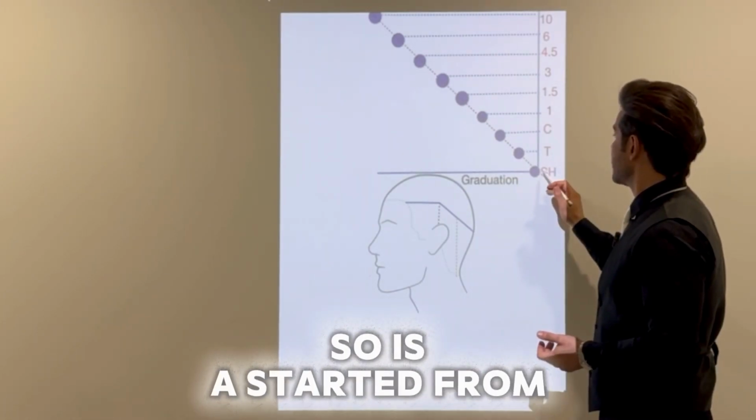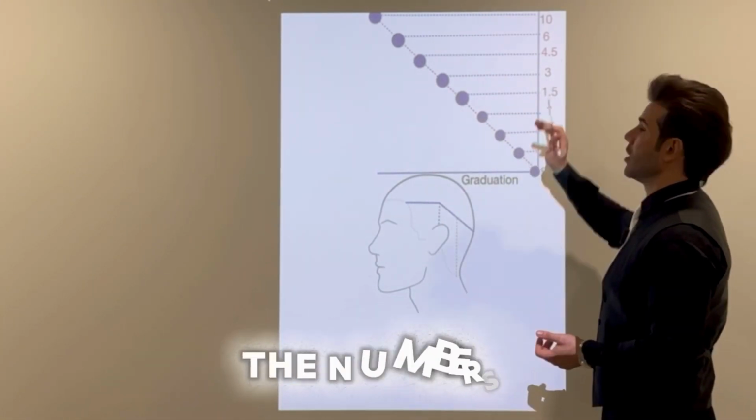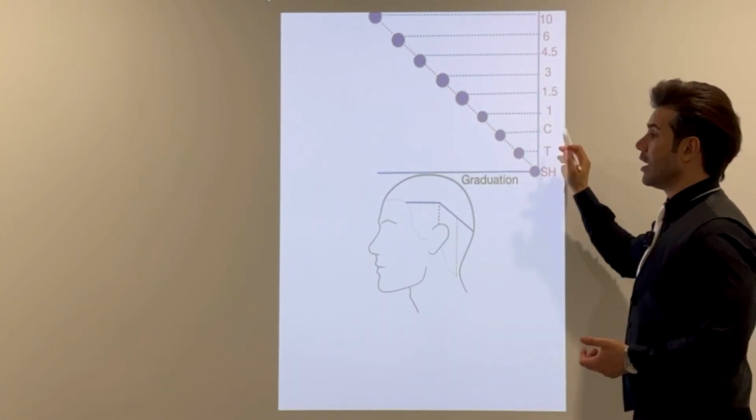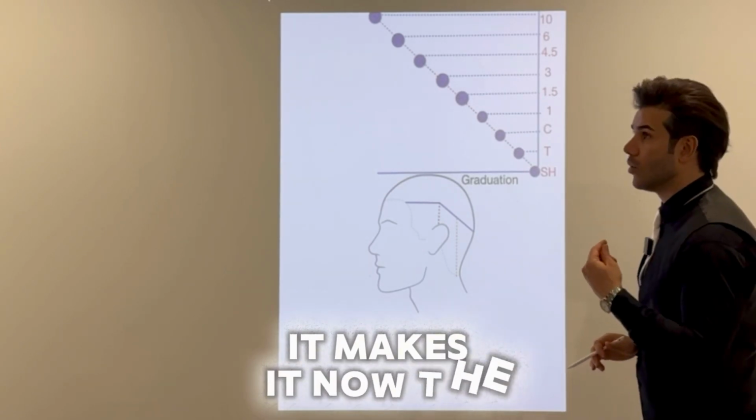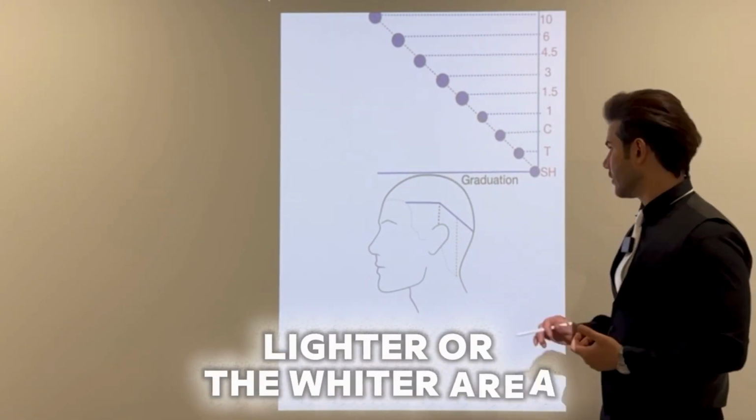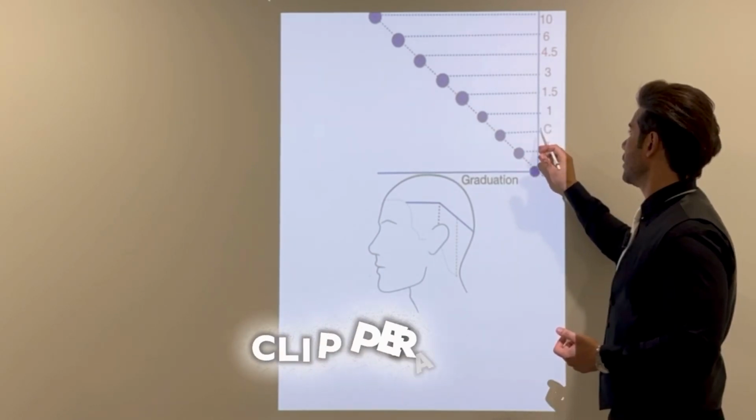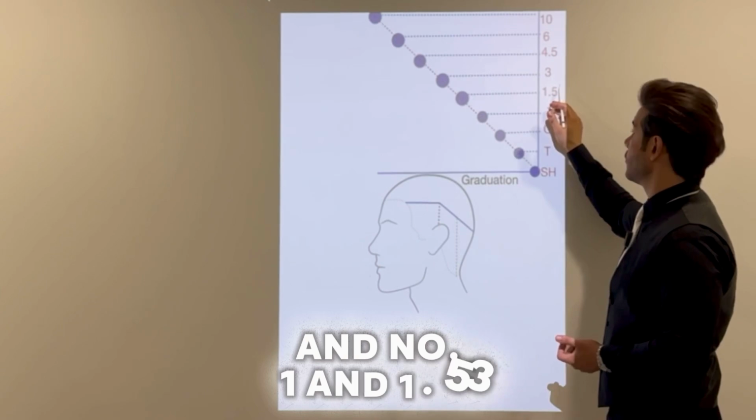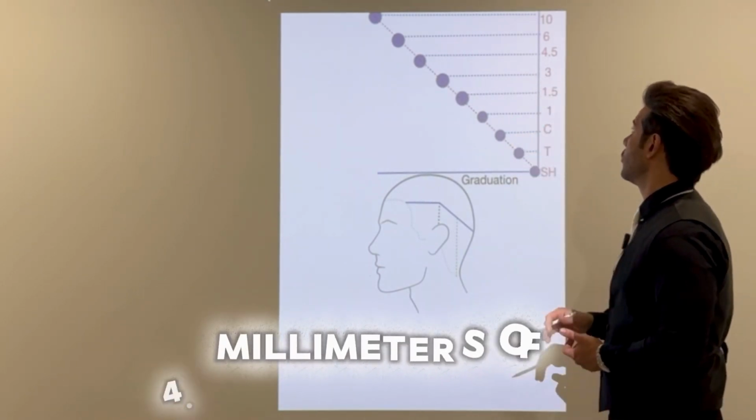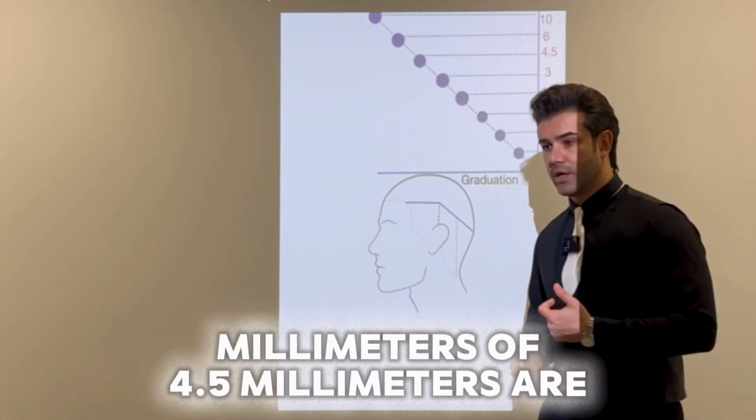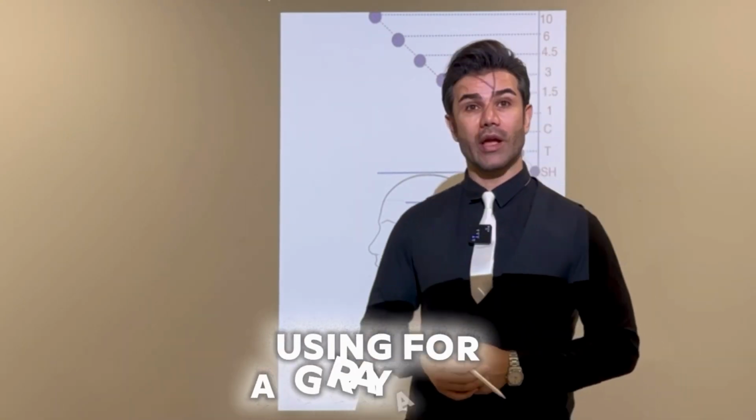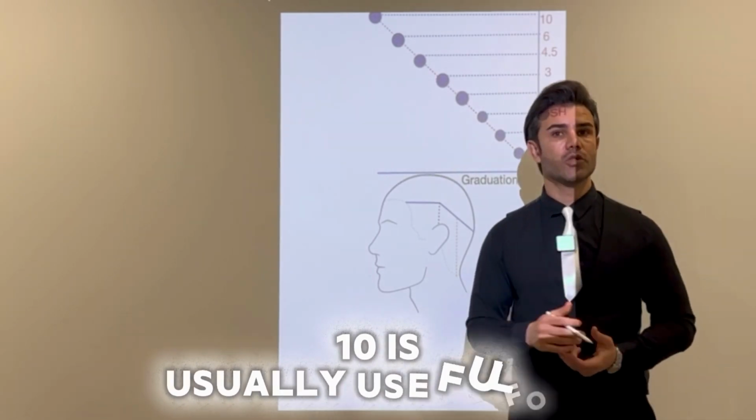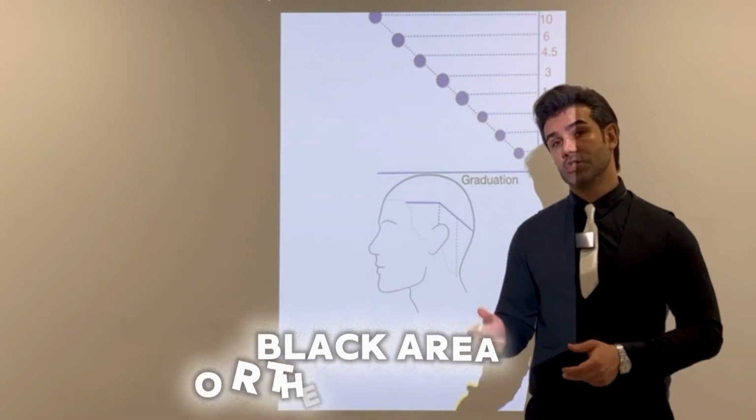So it starts from the shaver, trimmer, clipper, and the numbers, right? And already I said this is the shaver and trimmer. It makes the lighter or the whiter area that we're looking for. Clipper and leverage clipper: number 1 and 1.5, 3 millimeters and 4.5 millimeters are used for a gray area. And then number 6 and the 10 is usually useful for black area or the dark area.